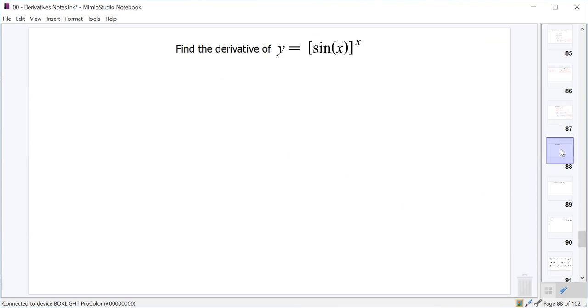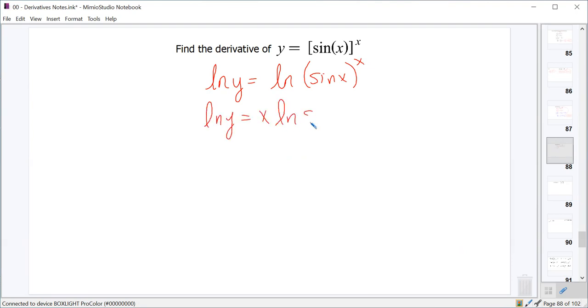So we'll do another one of these. Here we have y equals the sine of x being raised to the power of x. So it's one function being raised to the power of another function. So we'll take a natural log. The natural log of y is equal to the natural log of sine of x to the power of x, or the natural log of y is equal to x times the natural log of sine x.